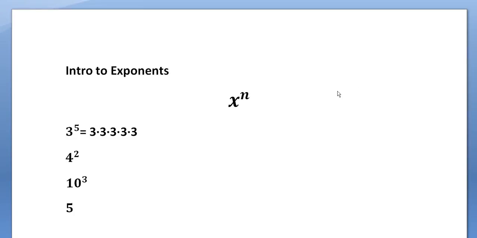Let's talk about exponents. This right here is called a power. A power has two different pieces to it. This first piece is called the base. It's the base because it is the big number that holds up the small one. It's the big number on the bottom.